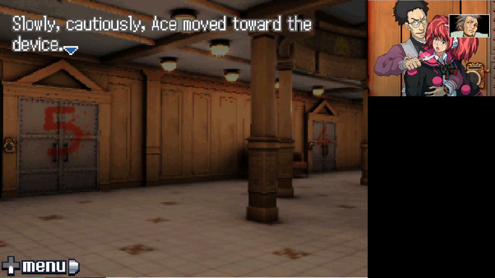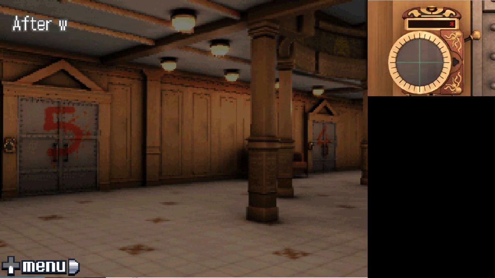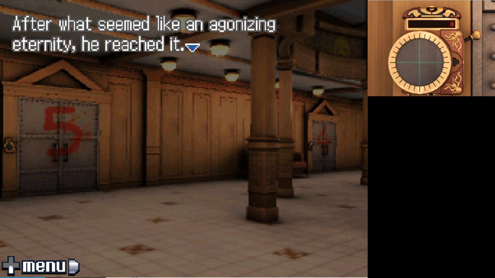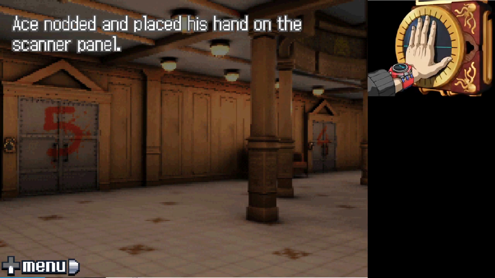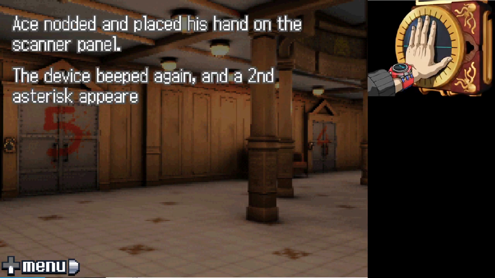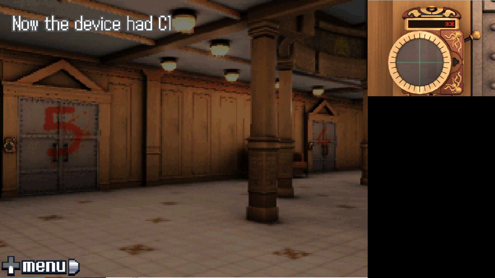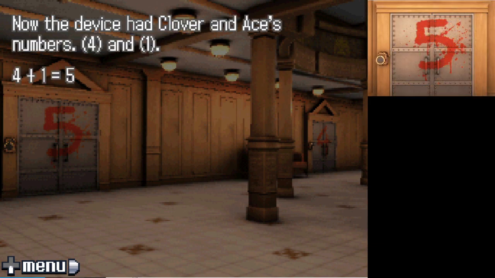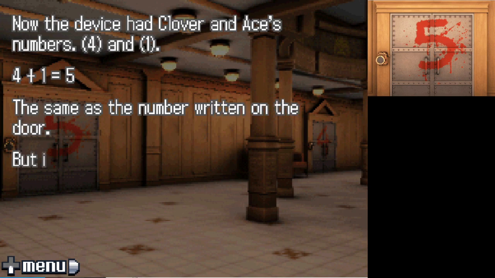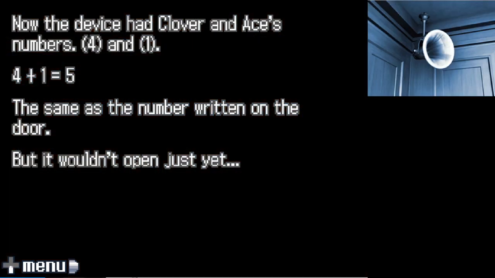Slowly, cautiously, Ace moved towards the device. After what seemed like an agonizing eternity, he reached it. "Now verify." Ace nodded and placed his hand on the scanner panel. The device beeped again, and the second asterisk appeared. The device had Clover and Ace's numbers, 4 and 1. 4 and 1 equals 5. The same number as the door, but it wouldn't open just yet.